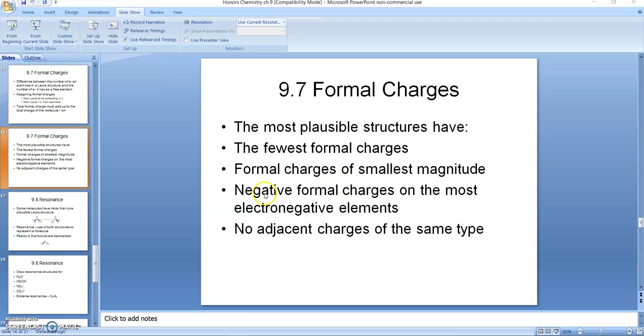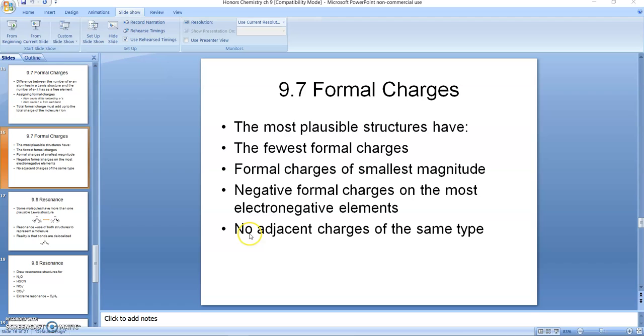Now, negative formal charges are always best if they're on the most electronegative elements. That makes it a more plausible structure. If you have to have a negative charge, it should at least be on the element that has the greatest electronegativity. If there's a fluorine in your compound and it's not the one that gets the negative, that's not good, because fluorine has the best electronegativity of them all. Heaven forbid you put a positive on a fluorine. The most plausible structures will have a negative formal charge on the more electronegative element.